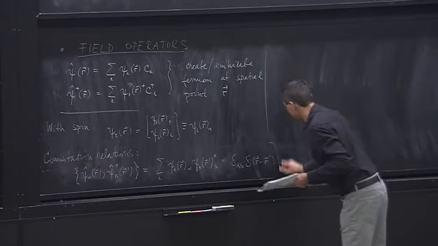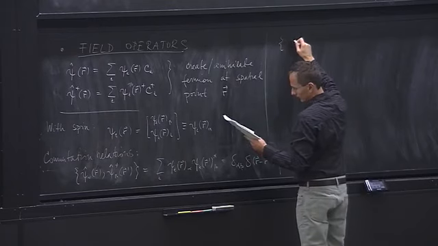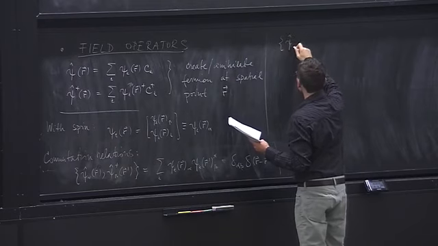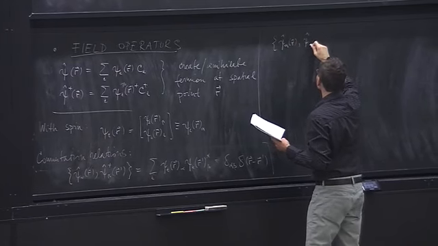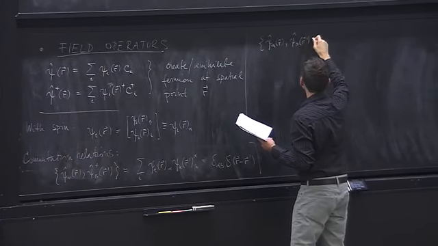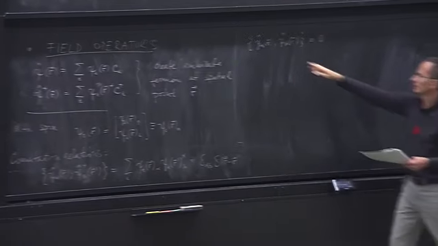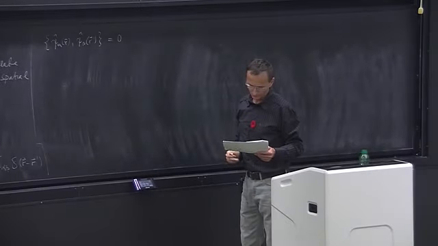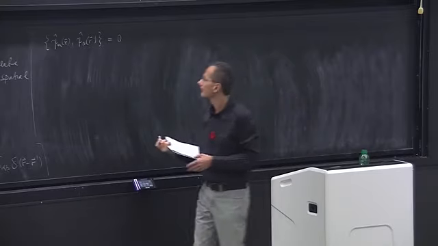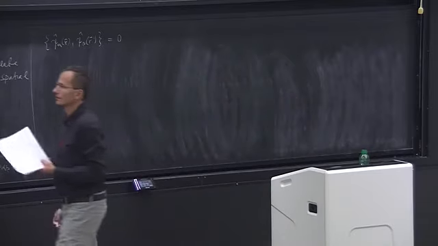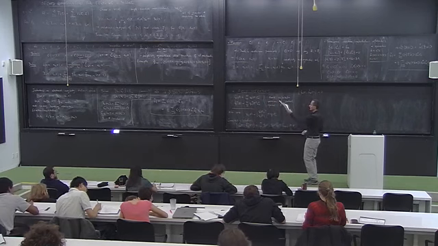Similarly, one can deduce the other anti-commutators. For instance, psi hat alpha r, psi hat beta r prime, and this is going to be equal to 0. And similarly, the one where there are two creation operators.